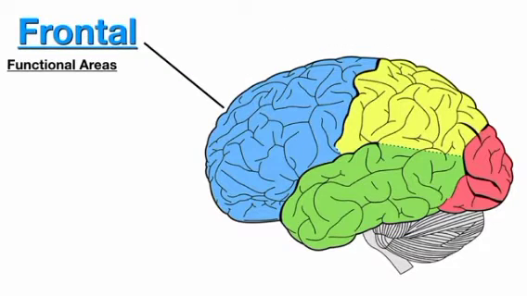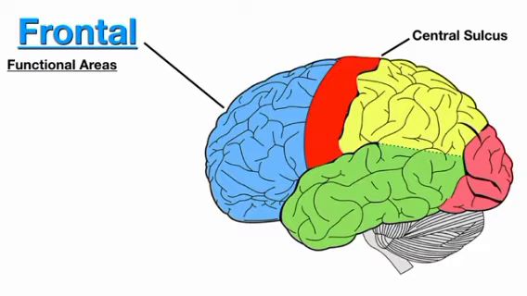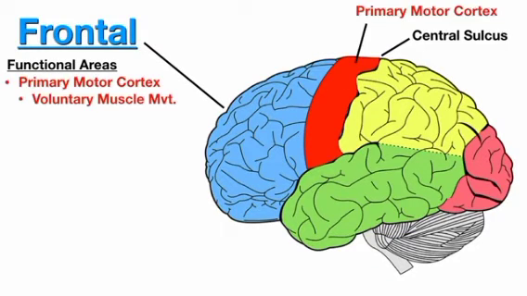As we said before, the central sulcus divides the frontal lobe and parietal lobe. Well, just anterior to the central sulcus is a specific gyrus known as the precentral gyrus. This is the anatomical name. The functional name is the primary motor cortex. And the job of the primary motor cortex is to initiate and execute voluntary muscle movements. So the brain will send information from the primary motor cortex of the frontal lobe through the spinal cord out to the skeletal muscles to tell them to move.